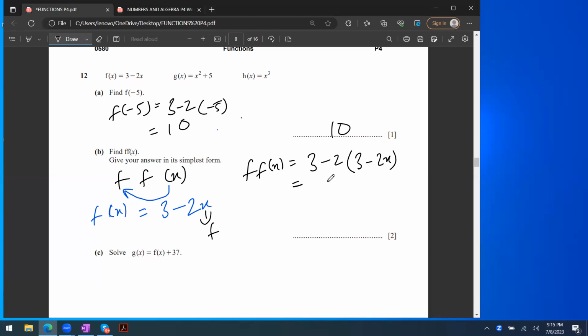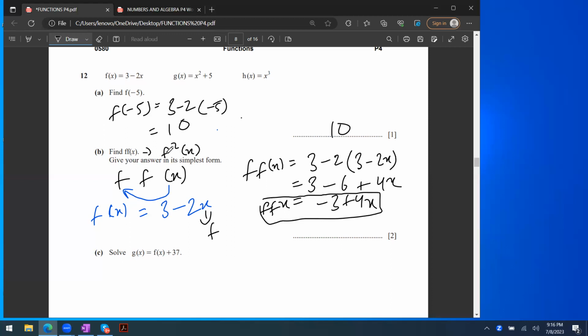Is this step clear, everyone? If any confusion, you can stop. Open it: 6 plus 4x, 3 minus 6 minus 3 plus 4x. Okay, that is f of f of x. Sometimes this will also be written as f square of x. It's the same thing. It means you apply the f function 2 times. Any doubt?